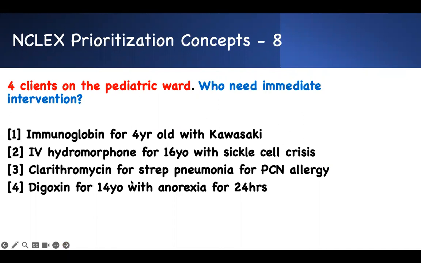Number 8, 4 clients in the pediatric ward, the same concept, right? Who do you see? Break it into 2. I'm giving you immunoglobulin because you have what? Kawasaki disease. That's the treatment for that. You give the immunoglobulin or aspirin. That is the treatment. We are doing good when we're doing that. We're doing what we're supposed to do. And therefore, there's nothing you need to worry about. We're treating this patient as expected. So therefore, you don't need to worry about it.